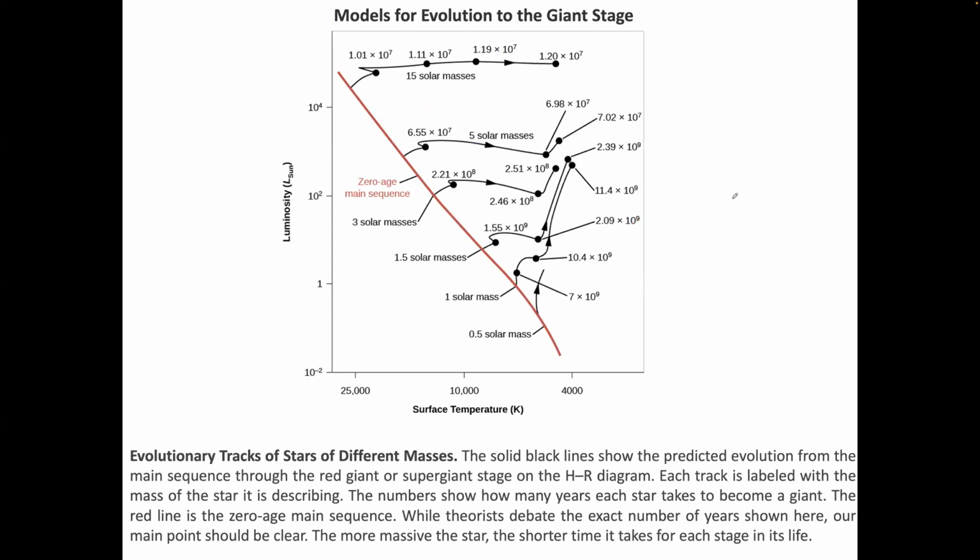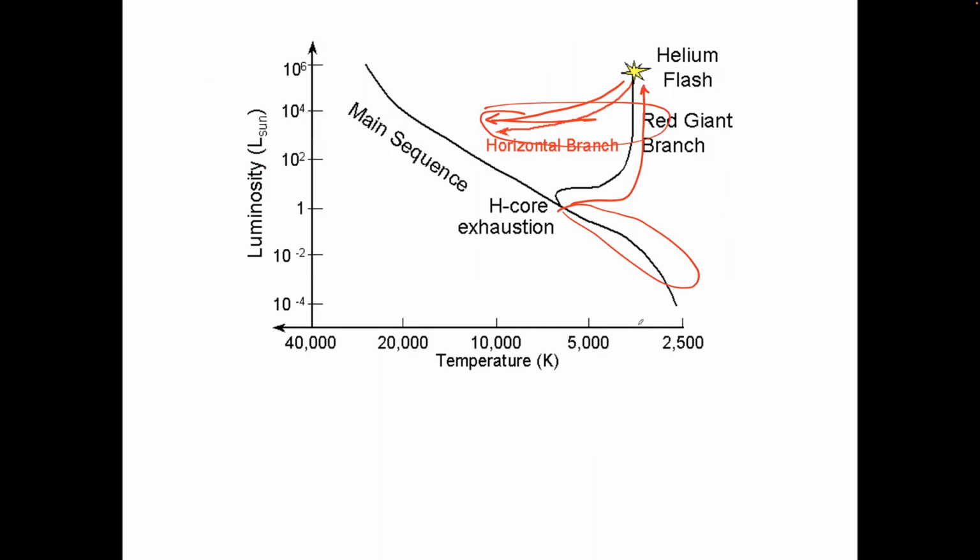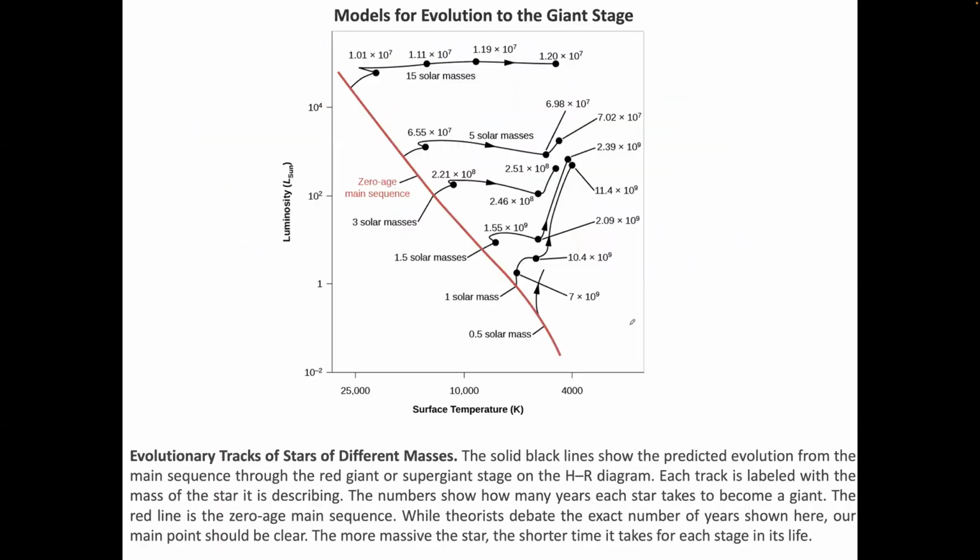This particular diagram shows you the evolutionary tracks of stars of different masses. The solid black line shows the predicted evolution time. We call these evolutionary tracks. They show the time it will take for stars with different masses to reach these giant phases.